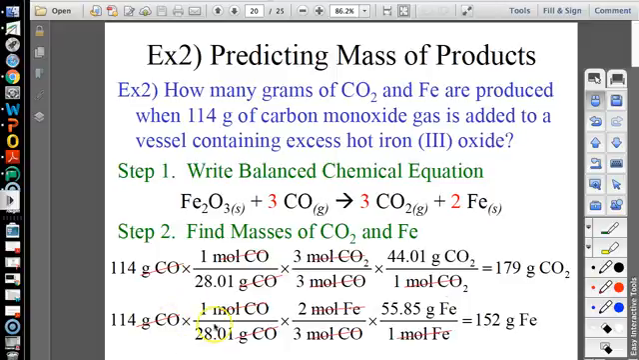Here I'm starting with grams. I need to go to moles. And like I said, these molar masses are going to always be for 1 mole. These are the coefficients for my balanced equation. And this is, again, my molar mass.